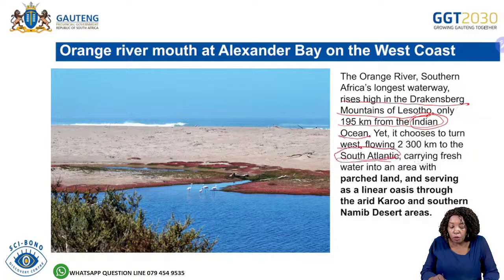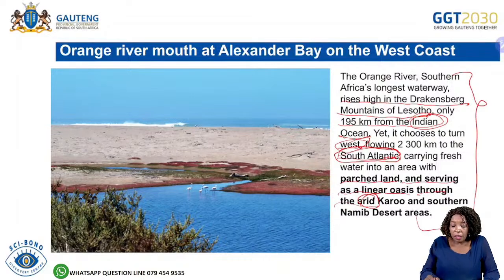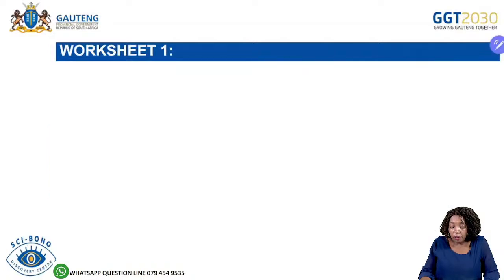So now you can see where we can identify that it is flowing to the west and then towards the South Atlantic, carrying fresh water into an area with some parched land and serving as a linear oasis through the arid, which means dry, Karoo and southern Namib Desert. So this is where we can identify the Orange River that has now flown in its direction towards the west of the country.